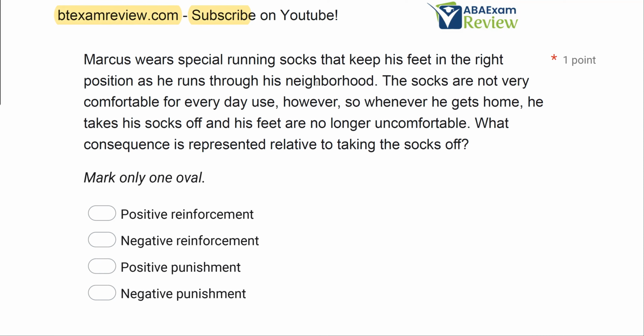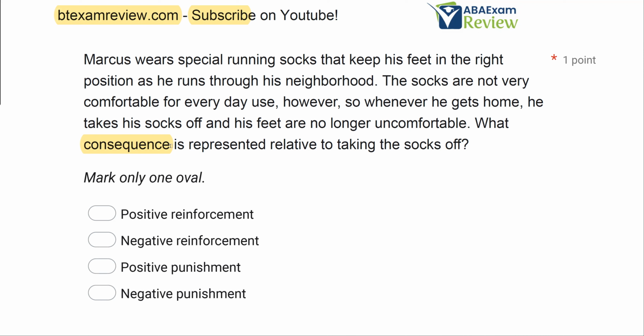Marcus wears special running socks that keep his feet in the right position as he runs through his neighborhood. The socks are not very comfortable for everyday use, however, so whenever he gets home, he takes his socks off and his feet are no longer uncomfortable. What consequence is represented relative to taking the socks off? We have a behavior question and specifically a consequence question. So when we have a consequence question, we're looking for reinforcement or punishment.